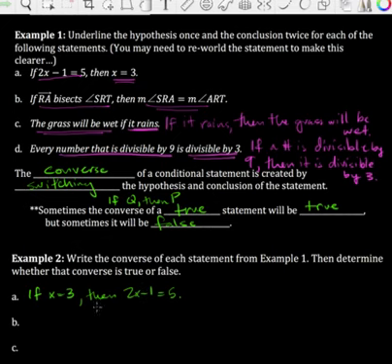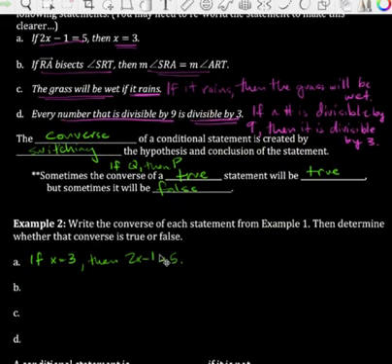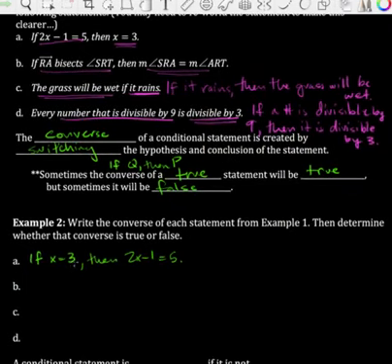Let's take a look at part A and see, does this converse end up being true or does it end up being false? Well, if x equals 3, is it true that 2 times x minus 1 will give me 5? Well, let's think about this. Does 2 times 3 minus 1 equal 5? 2 times 3 is 6. 6 minus 1, yeah, it's 5, right? So that means that this is a true statement. This converse is true, and the original statement was true as well.